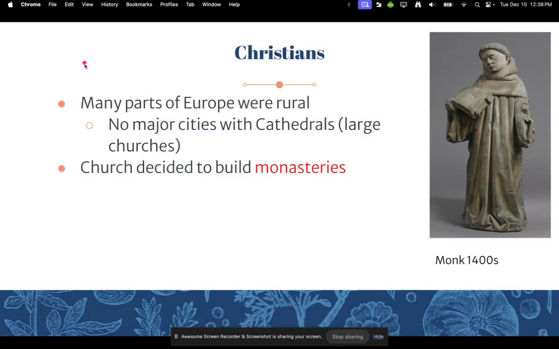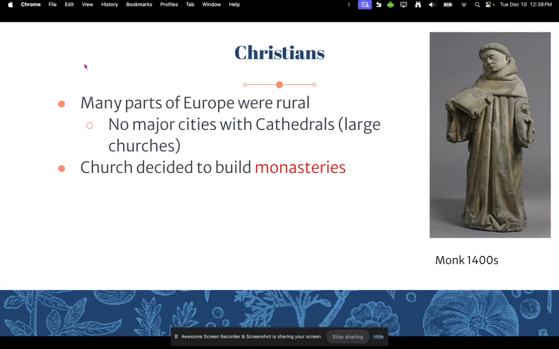Yeah, it was tricky, right? Because we talked about before how peasants really didn't know how to read or write. So even if the Christians sent them letters, they couldn't read it. And many parts of Europe were rural. There were no major cities with cathedrals. A cathedral is like a very large church.